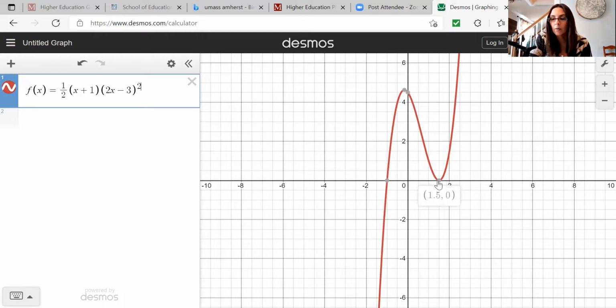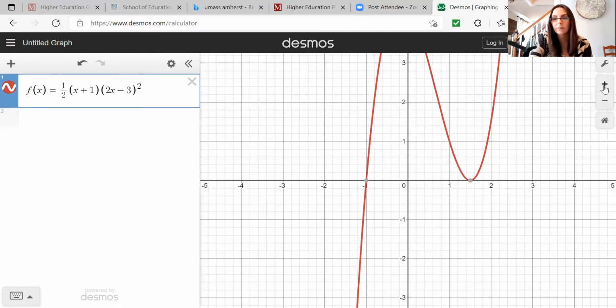Our other zero had even multiplicity. It was 2. And when you have even multiplicity, you don't go through the axis. You touch it and then you bounce back up or you turn around. So notice here that we touch the axis, but it goes right back up. It doesn't actually go through the axis. So from that equation, we can actually figure out quite a lot of what's going on. Not just with the end behavior we already saw, but actually at the zeros. So we can see if it's going through or if it's bouncing back up.